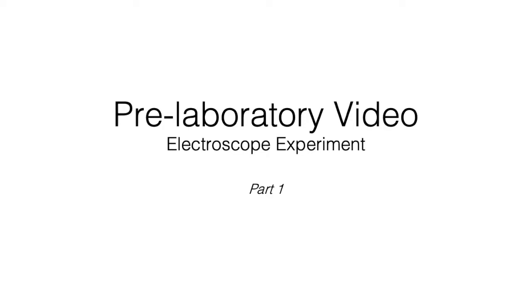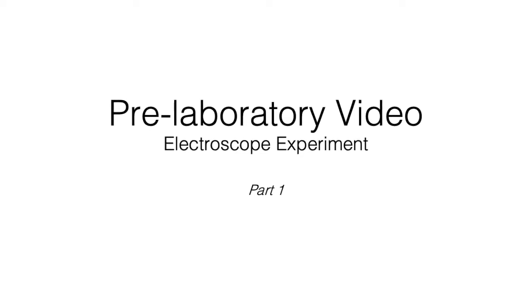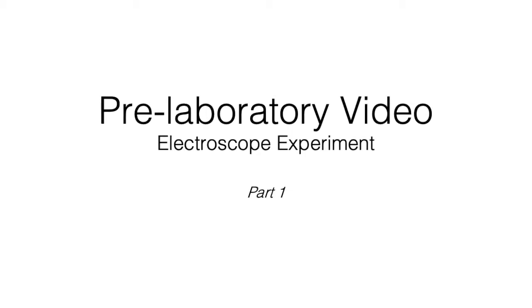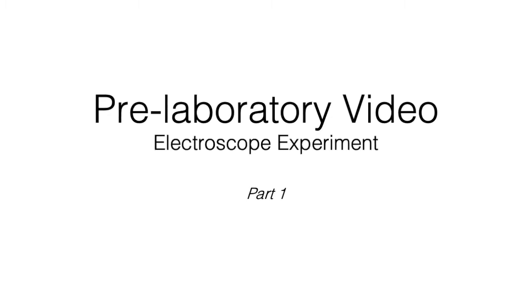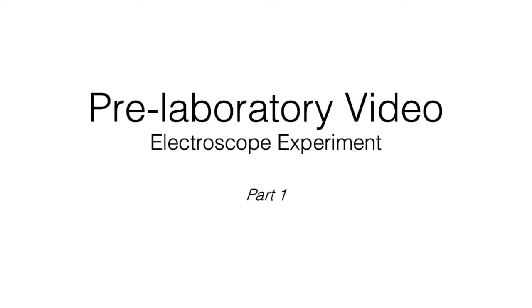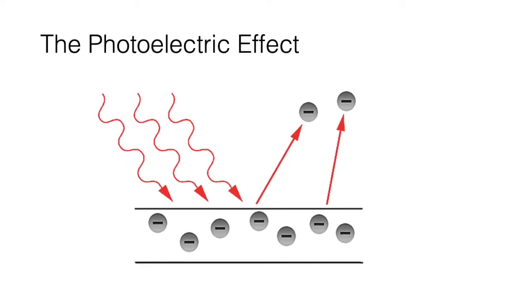Welcome to the pre-lab video for the electroscope experiment. This experiment's aim is to introduce some physics concepts into your chemistry knowledge to help you out with the quantum theory aspect of your course, namely the understanding of the quantum numbers and the electronic energy levels. This part is going to tell you what to do in the experiment and also how to build your own electroscope. The experiment demonstrates the photoelectric effect.